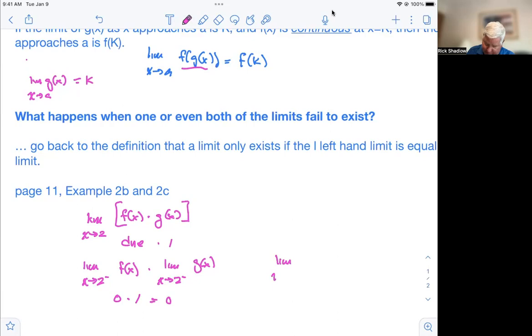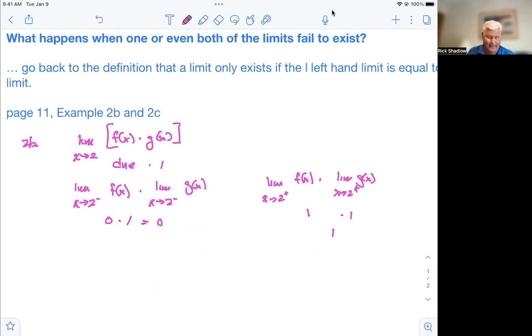I'm now going to compare that to the limit as x approaches 2 from the right of f of x times the limit of g of x as x approaches 2 from the right. That still is going to be 1. As x approaches 2 from the right, the limit of f of x is 1. And that product is therefore 1.